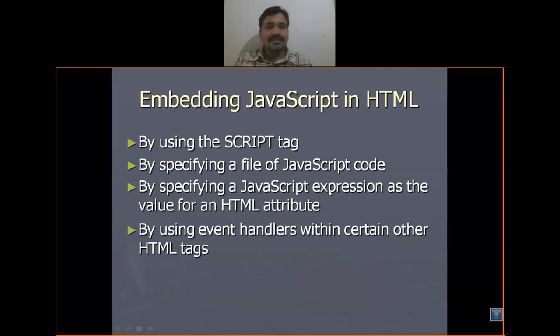Embedding JavaScript in HTML. What is meant by embedded? Embedding is nothing but combining. When you use HTML code, within that you can use JavaScript, and that is called embedded JavaScript. It can be done by using the script tag, by specifying a file of JavaScript code, by specifying a JavaScript expression as the value of an HTML attribute, or by using an event handler within certain other HTML tags.